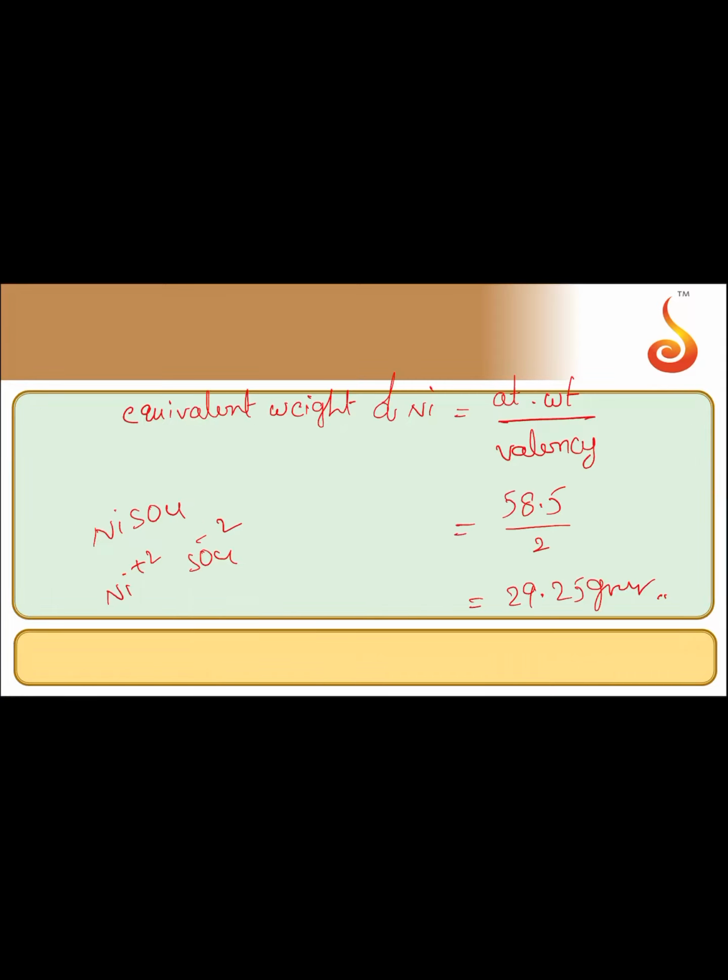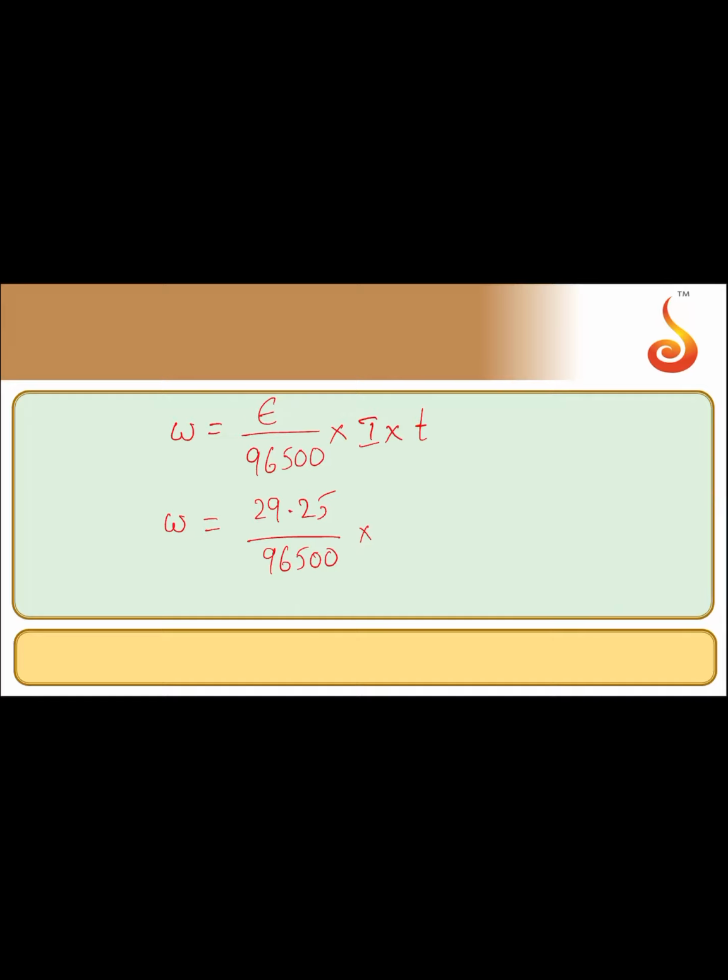50%. Current efficiency is 50% means I is 2 into 50 by 100, into how much time it is? 60 minutes, but time should be in seconds. 60 into 60 seconds. So if we calculate the value here, we'll get 1.09 grams.